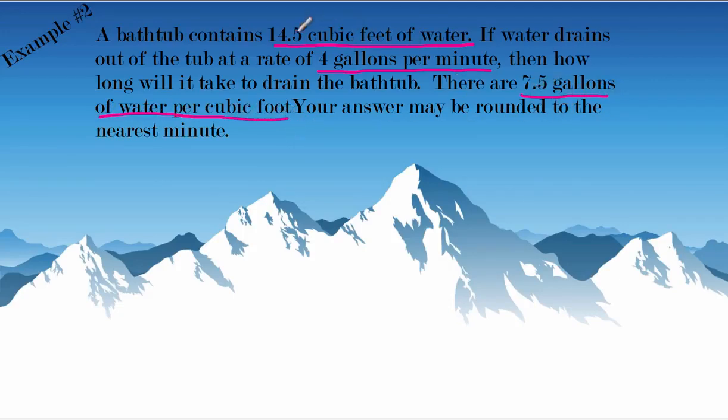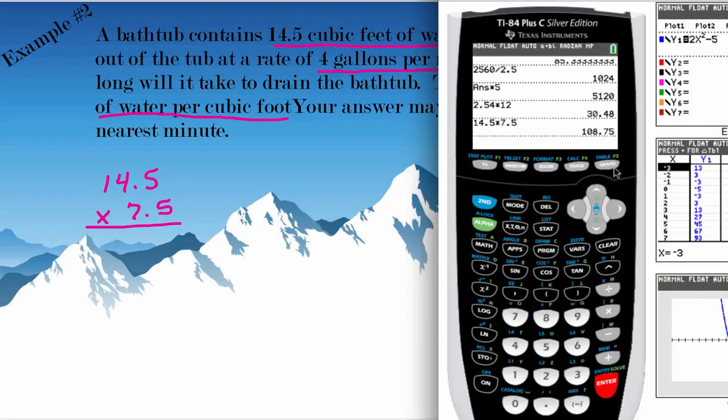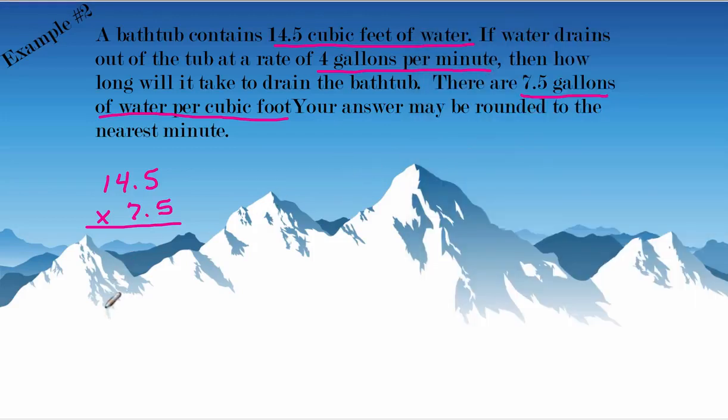All right, so if I have 14.5 cubic feet, and I know there's 7.5 gallons of water per cubic foot, let's take a side step here and find out how many gallons are in our bathtub. 14.5 times 7.5 equals 108.75. So I have 108.75 gallons in that bathtub.